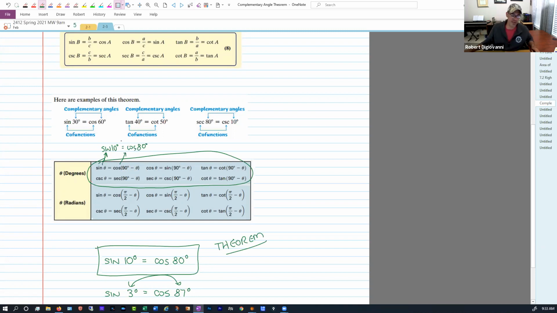Now, this is a nice theorem, but quite frankly, it's not used a lot, but you should just know that it's here, okay? It will pop up every now and then, but it's not heavily used in the class, all right? Any questions on this theorem? Because I'd like to move on.